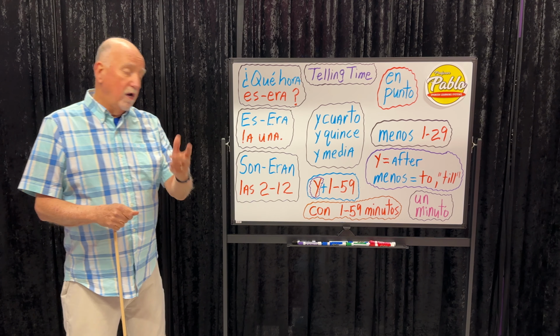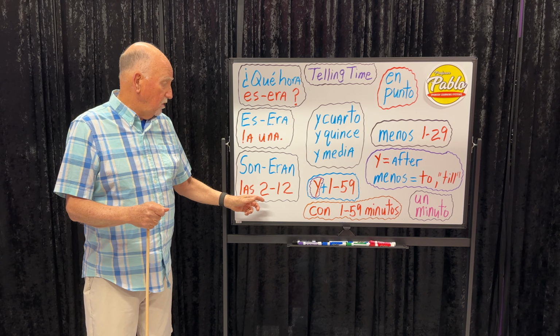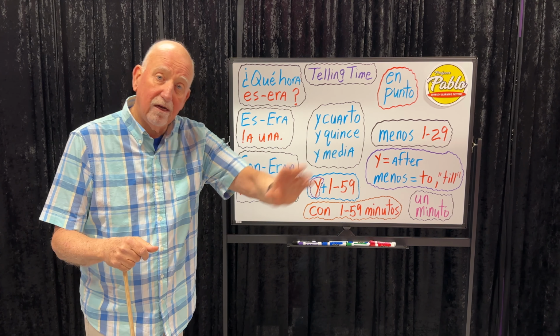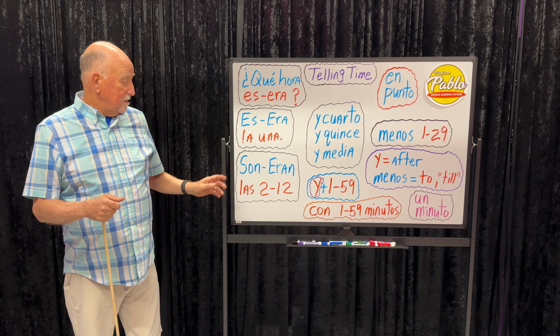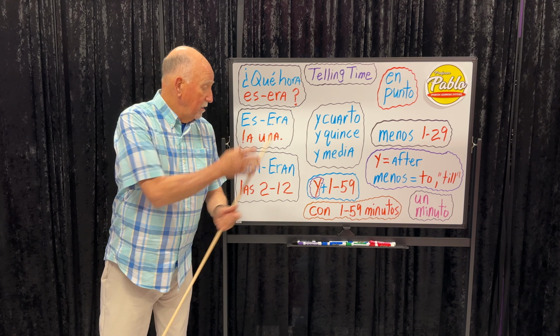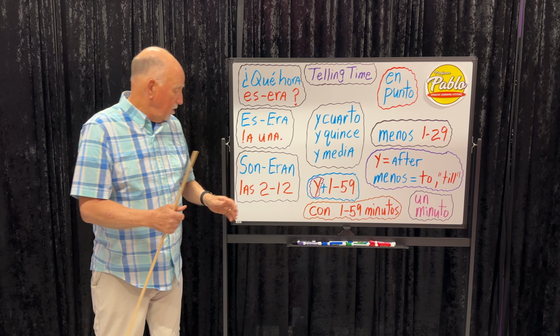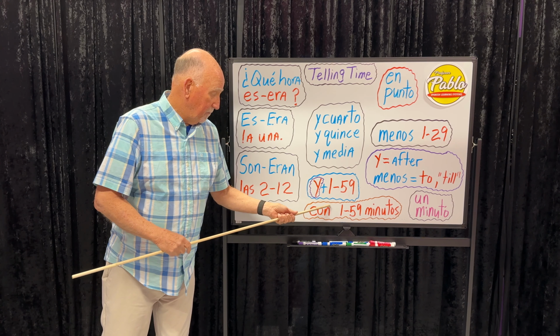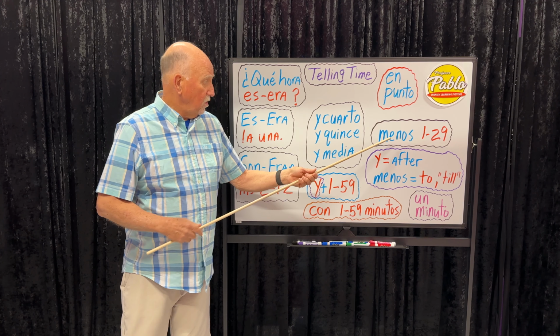It's 4:01. You could say son las 4:01. Uno is okay because you're not saying a noun after it. But if you want to say it's 4:01, son las 4:01 minuto, or son las 4 con 1 minuto. This way. Let's take a look over here.